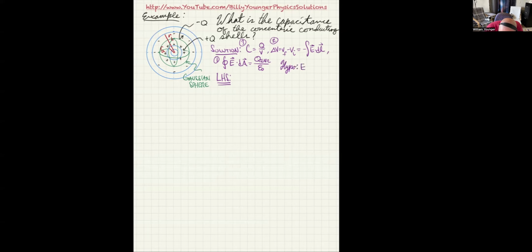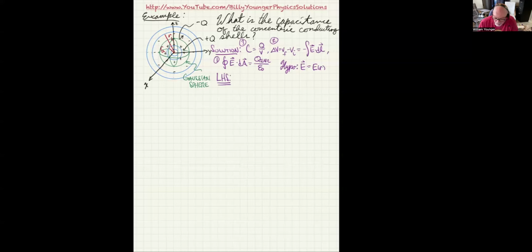is E is going to be equal to E of R, meaning I think it's only going to depend on the distance from the origin, because what I'm imagining here is the center of the Gaussian surface as well as the center of the inner shell and the center of the outer shell are all at the origin of coordinates, so that we could, for instance, draw an x-axis pointing out this way. We can draw a y-axis pointing out this way and a z-axis pointing up that way.